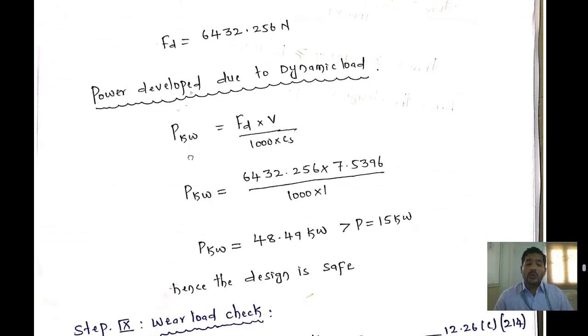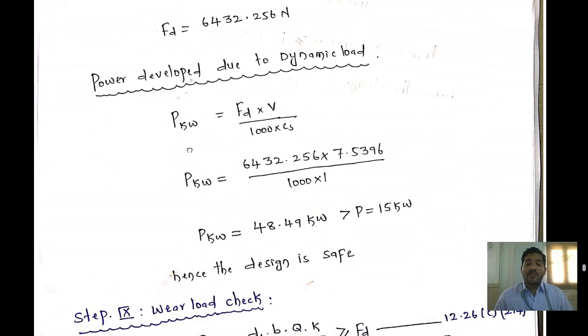We use the formula P in kilowatts = dynamic force into V divided by 1000 into CS. The dynamic load we got is 6432.256, V is the linear velocity 7.5396, divided by 1000 into CS, whose value is always assumed as 1. So the power developed due to dynamic loads is 48.49 kilowatts. It should be greater than 15 kilowatts, so we can say that our design is safe.